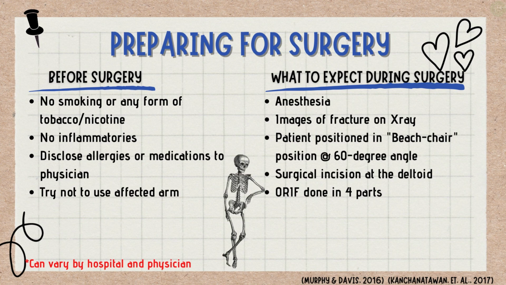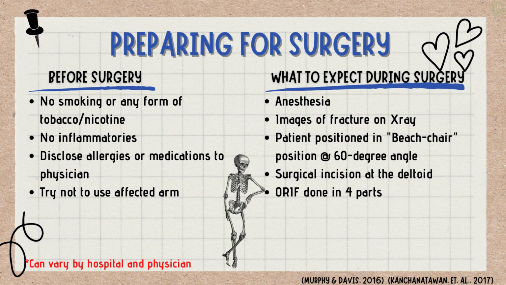But the general ways to prepare for surgery could include no smoking, no inflammatory medications such as ibuprofen, Tylenol, Advil. You should definitely disclose your allergies or current medications to your physician. And then also, you want to try not to use the arm that's going to be undergoing the surgery. So, what do you expect during surgery?